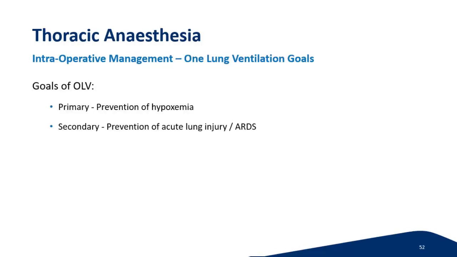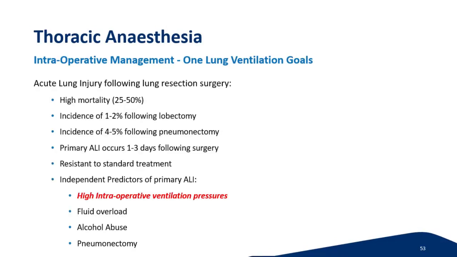Acute lung injury and ARDS are important causes of post-operative morbidity and mortality. The incidence is estimated at 1 to 2% following lobectomy, carrying a high mortality rate of up to 50%. Acute lung injury usually develops 1 to 3 days after surgery. Its incidence is also increased in fluid overload and pneumonectomy. Perioperative ventilatory strategies to minimize acute lung injury are outlined here.